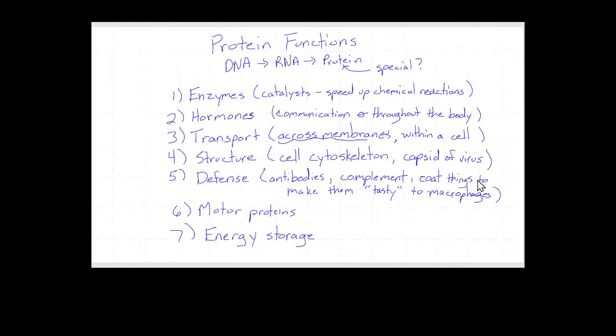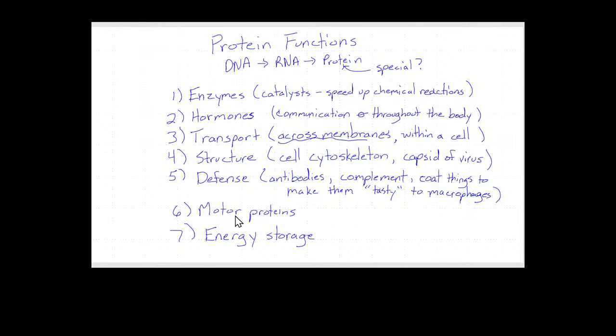And then there are also other proteins that might coat, say, a bacteria, and this makes them tasty to macrophages. That's called opsonization. We're going to come back to macrophages, which are big eaters. They eat things through a process called phagocytosis, and we'll be covering that in a couple days. Motor proteins, these are really cool.